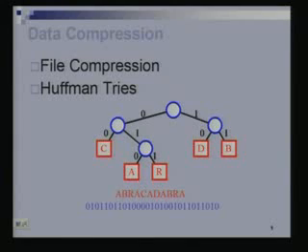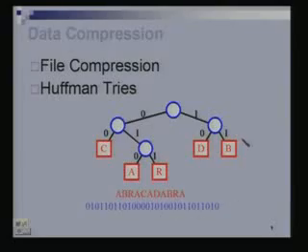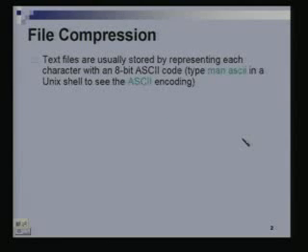Okay, today we are going to be talking about data compression. We will begin with what the idea behind file compression is, and then we are going to talk about Huffman tries, which is a way of doing data compression. And we are going to see how abracadabra translates into a sequence of zeros and ones. So, what is file compression?